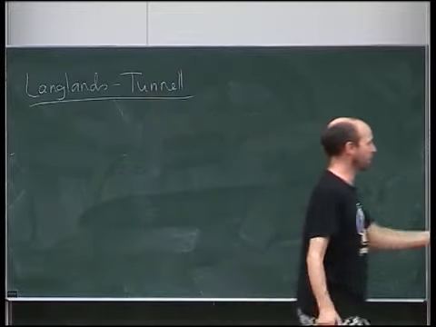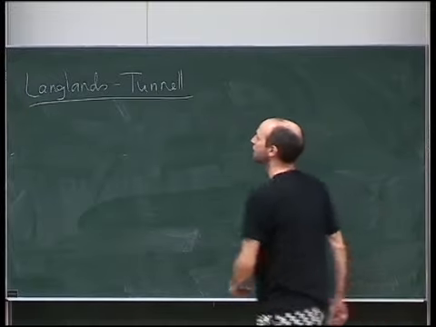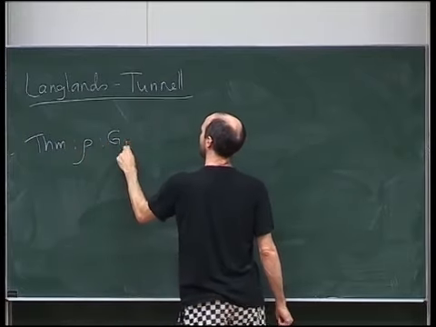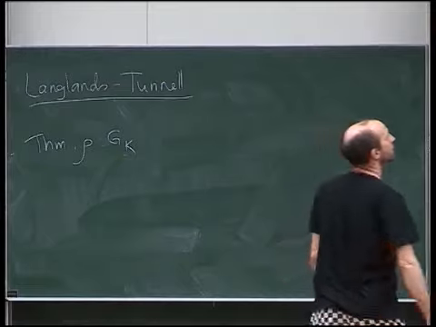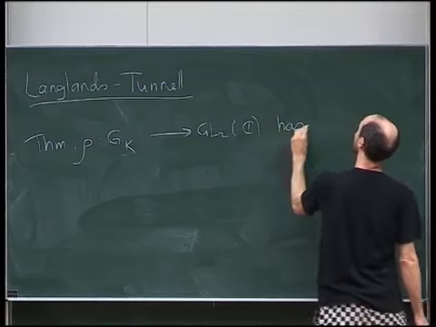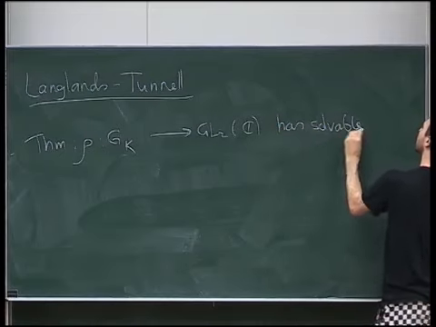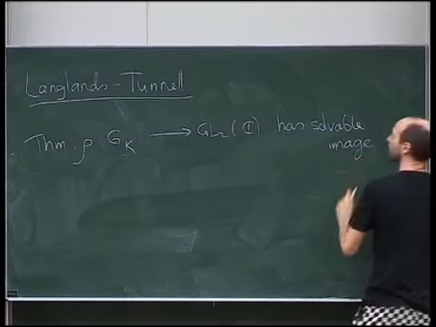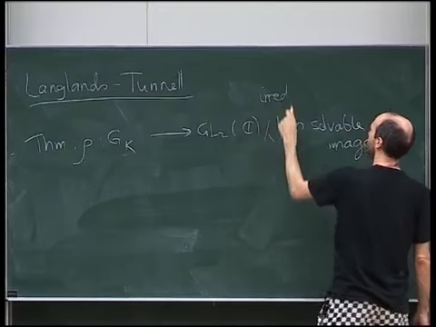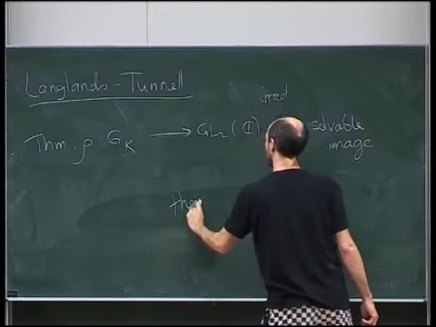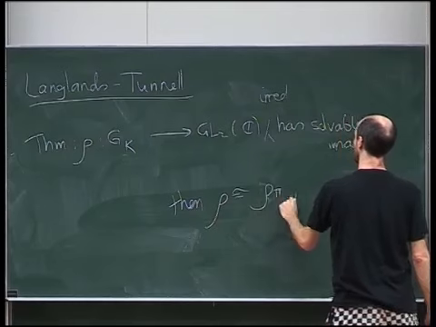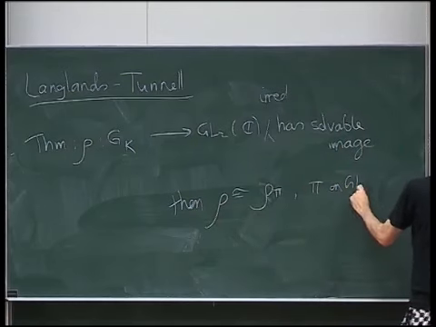So again, the proof of this involved some complex analysis. Langlands-Tunnell is this theorem: if rho from Gal of K, I'll just have a general number field K, to GL2 of C has solvable image, and is irreducible if you like, then rho is modular. Then rho again is isomorphic to rho of pi for some pi on GL2 of the adeles of K.